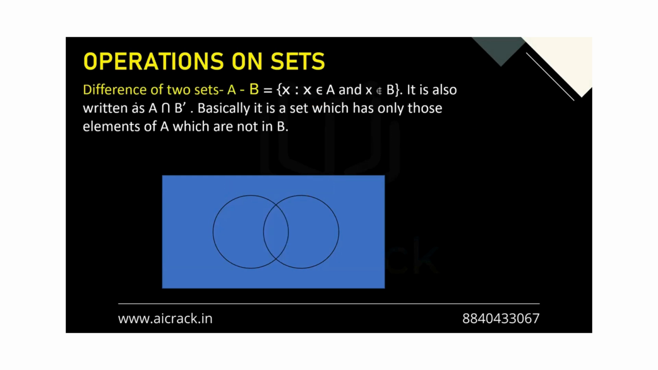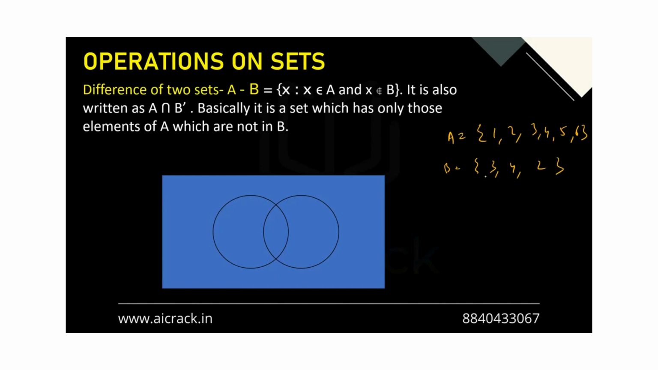Now the third operation on sets is difference of two sets, that is A minus B. And this one particularly is a little confusing, so let's try to understand it with the help of a filtering mechanism that I personally use to remember this definition. Let's say we have set A equals 1, 2, 3, 4, 5, 6, and set B as 3, 4, 2.